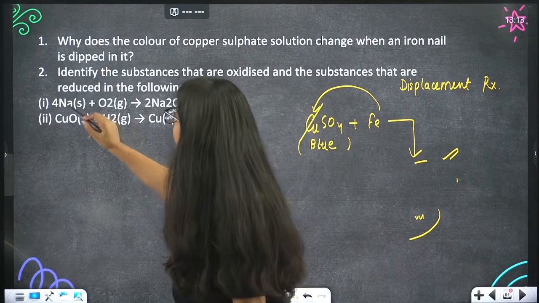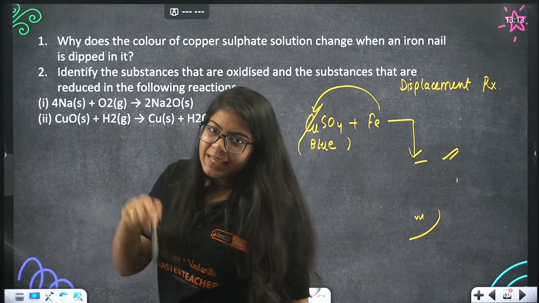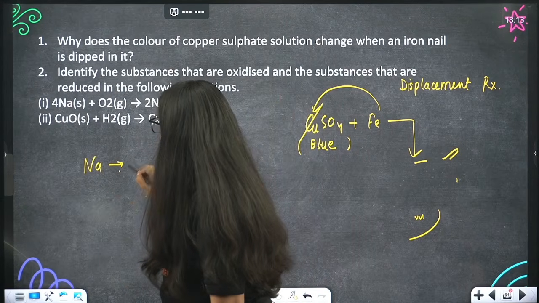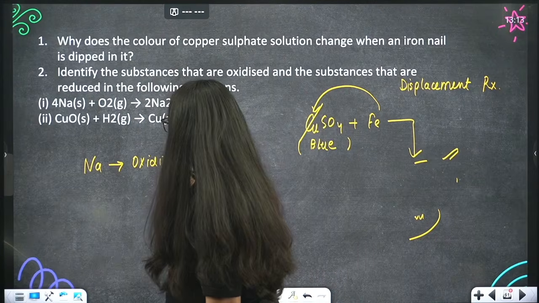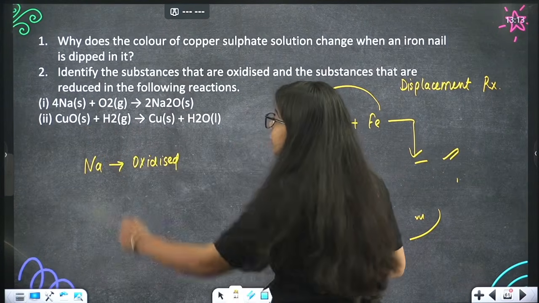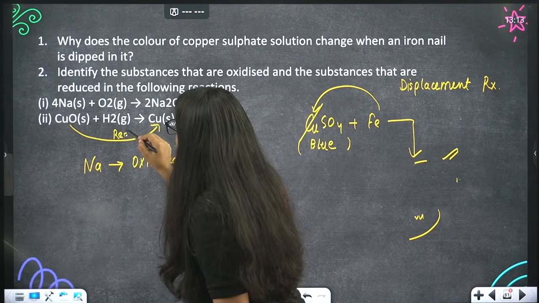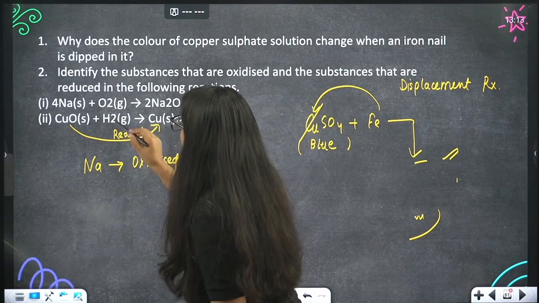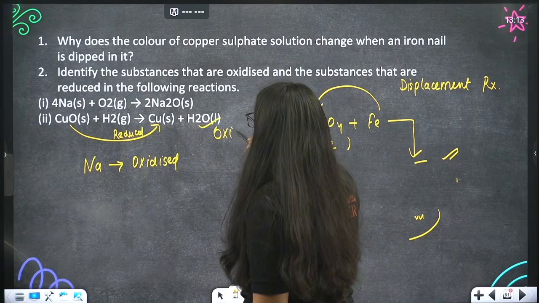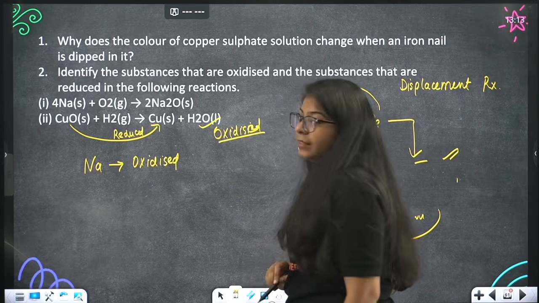Okay beta, Na plus O2 gives Na2O. Ma'am, Na is being added with oxygen, so Na is getting oxidized. Done. Then beta, CuO plus H2. So Cu is releasing oxygen, Cu is getting reduced, but hydrogen is gaining oxygen, so this is getting oxidized.